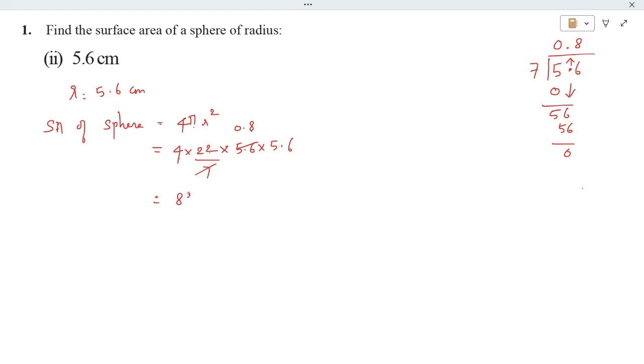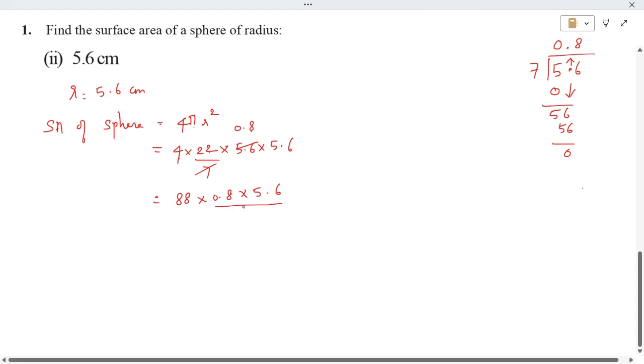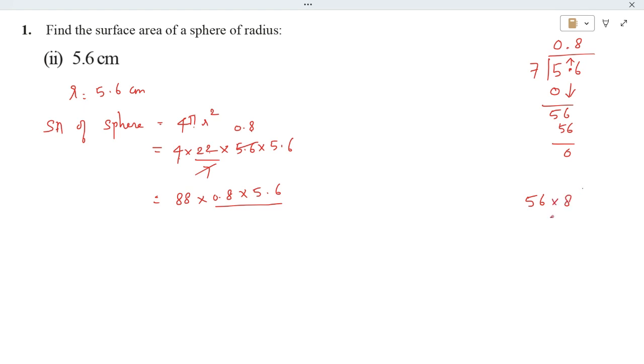4 times 22 is 88 into 0.8 times 5.6. Now multiply 0.8 times 5.6. First remove the decimal digits, so it becomes 56 times 8, right? So 8 times 6 is 48, 8 5s are 40, 40 plus 4 is 44. Now count the decimal digits. So 1 here and 1 here. So total 2 decimal digits. So from the right, after 2 decimal places, I have to place the decimal point. So it is 88 times 4.48.